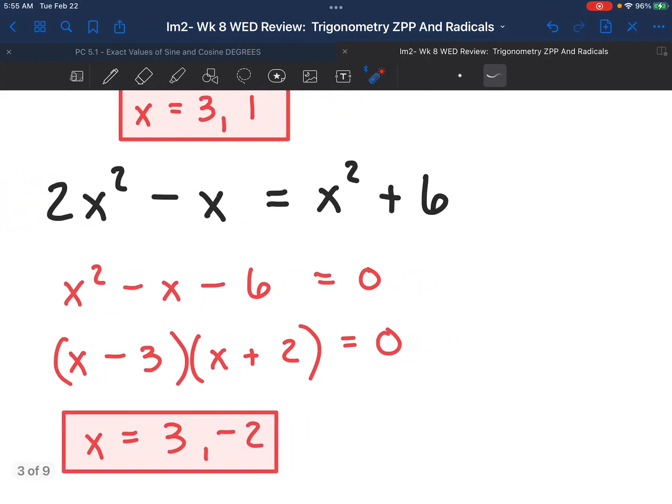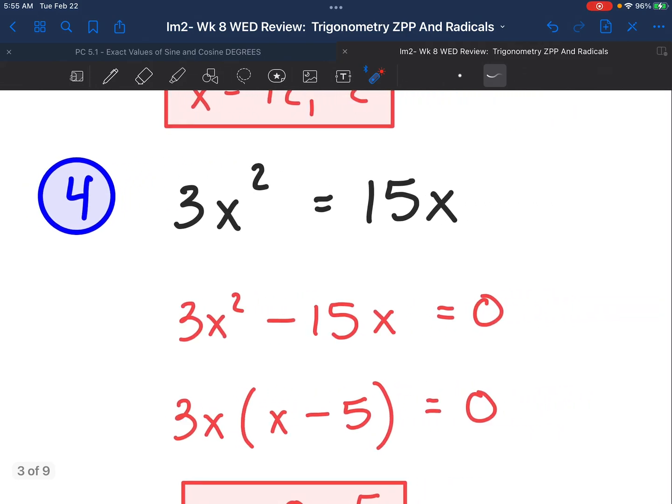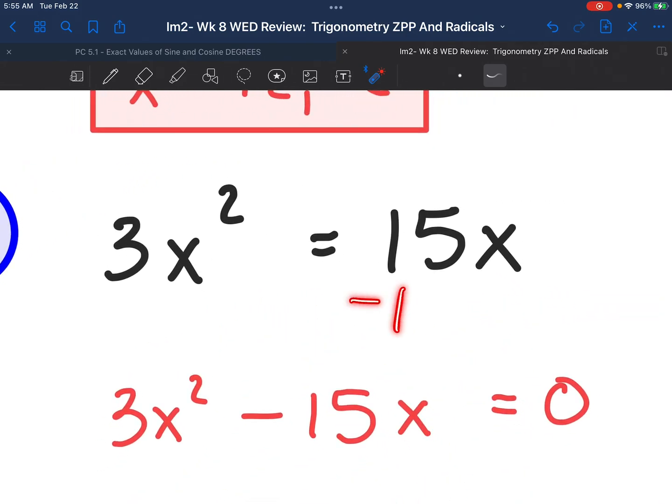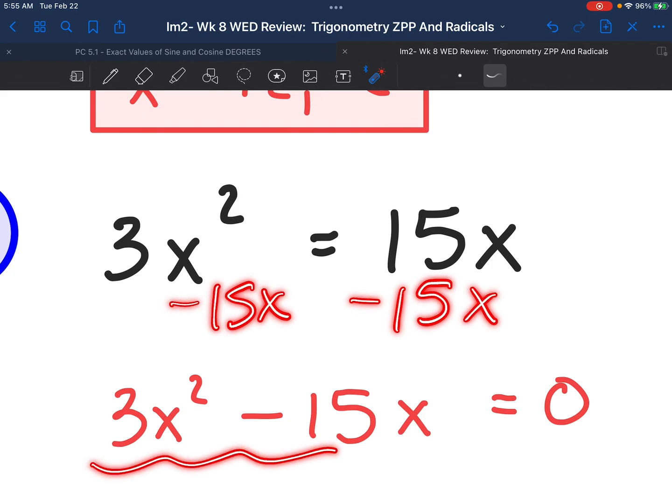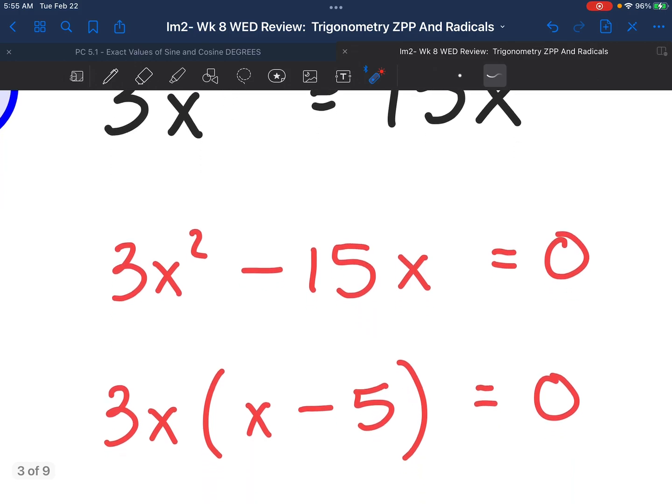Okay. And the last one, this is the one a lot of students have trouble with. So notice we subtract the 15x here, write it as 3x squared minus 15x. This one is a GCF, and it's always the type of factoring that students forget. You want to take out that greatest common factor of 3x. Okay. So 3x times x minus 5.